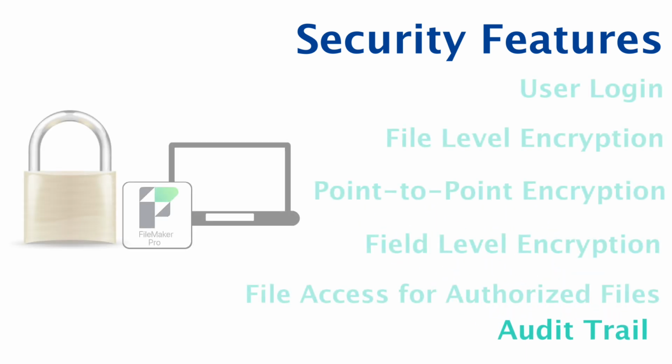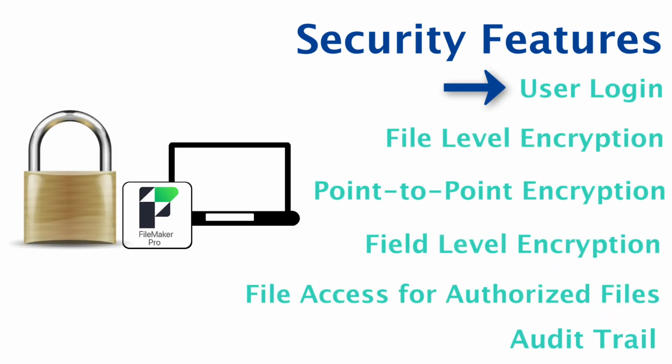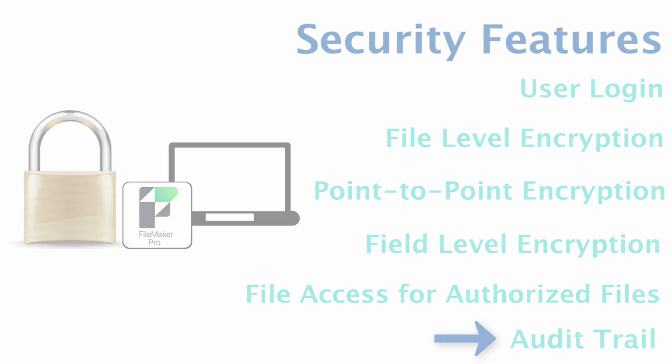So in summary, we have the ability for each user to have their own username and password. We have the ability for the FileMaker files themselves to be encrypted as they sit on a hard drive. We have a separate ability where the network traffic between the server and the client is encrypted. We also have the ability for individual fields to have their contents separately encrypted. We also have the ability for a multiple file solution to only trust a set of authorized files. And then lastly, through some development work and some scripting, we have the ability to implement an audit trail.